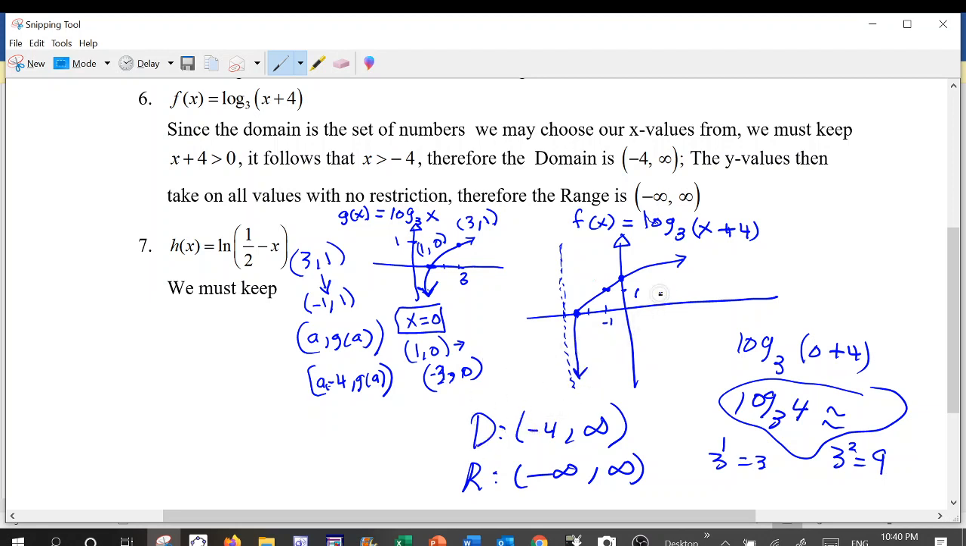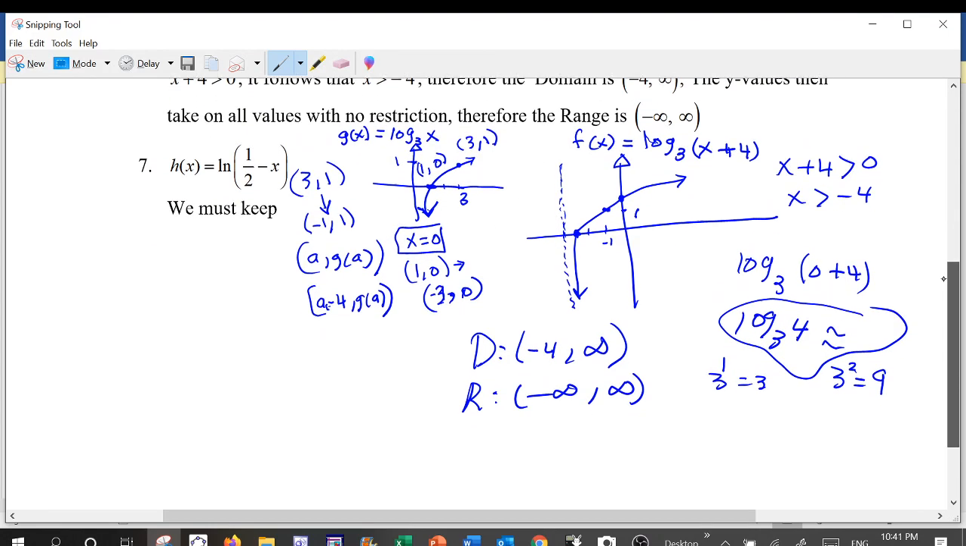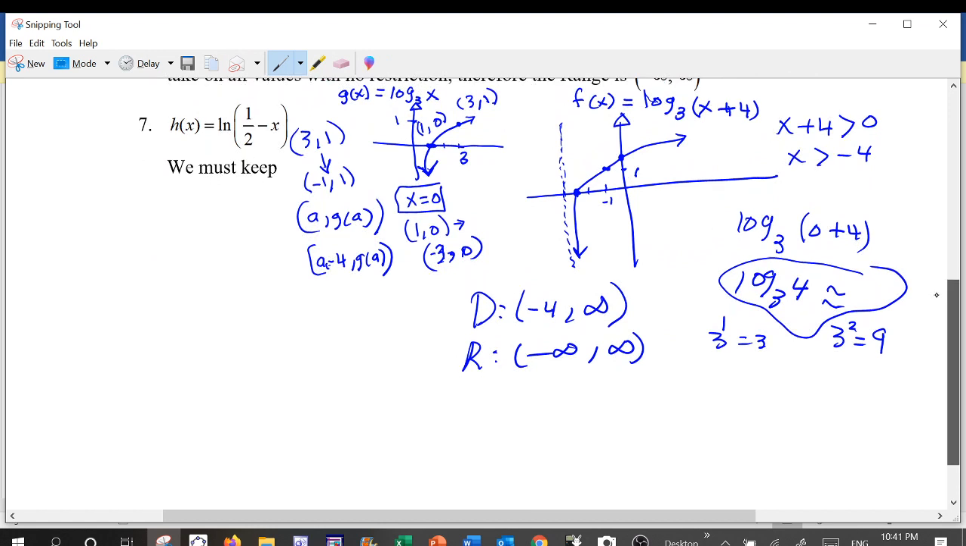Now, can we find the domain without actually graphing? Yes. The domain would be x plus 4 has to be greater than 0, so x is greater than negative 4, right?